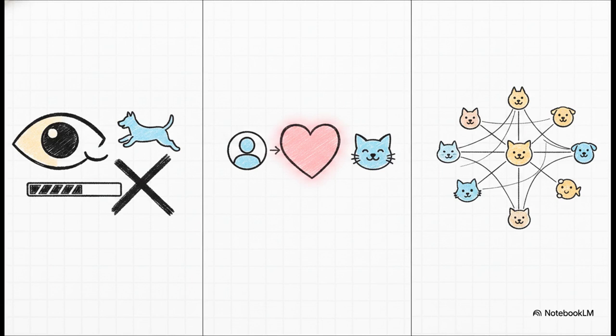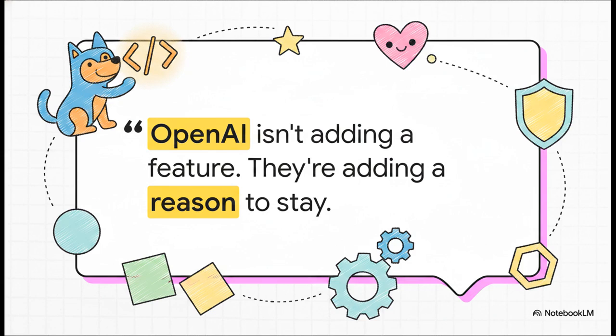Second, emotional attachment drives retention. Users customize a pet, name it, and they just keep coming back to it. And third, community sharing acts as a massive growth engine. Every single developer sharing a pet online is basically free distribution for the platform. I think the folks at Standout Digital hit the nail on the head with this quote: "OpenAI isn't adding a feature, they're adding a reason to stay." In a super crowded AI coding market, giving users customization and creating an emotional attachment inherently drives product loyalty.